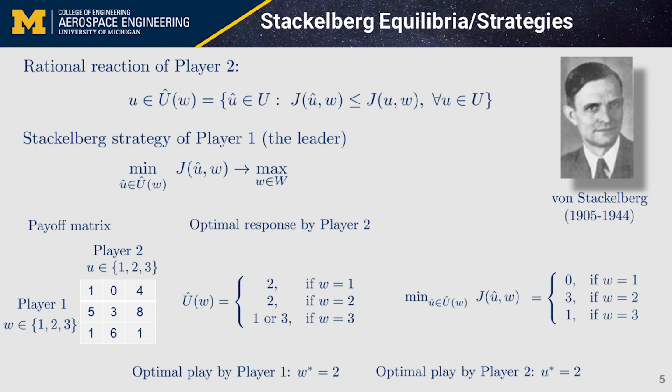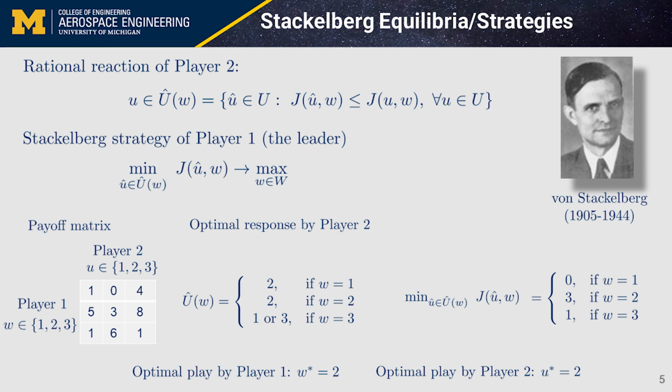Just a very simple example. Player one picks a value of W between 1, 2, and 3, and U can pick a value between 1, 2, and 3. And this is a payoff matrix. So for example, if player one picks 1, and player two picks 2, then the value of the cost J is going to be 0. This is how this basically works.